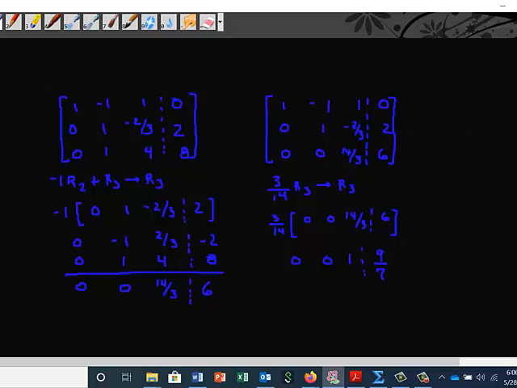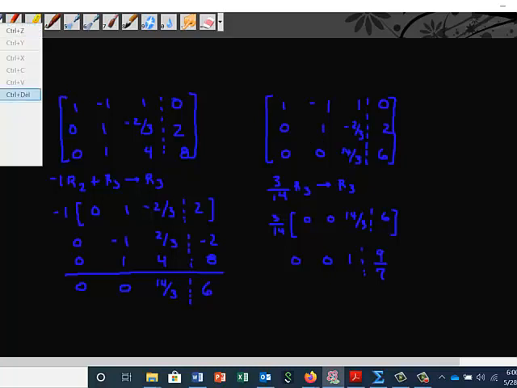We will then proceed to the next screen. So writing this, we have 1, negative 1, 1, 0. We have 0, 1, negative 2 over 3, 2. We have 0, 0, 1, and then this is 9 over 7.